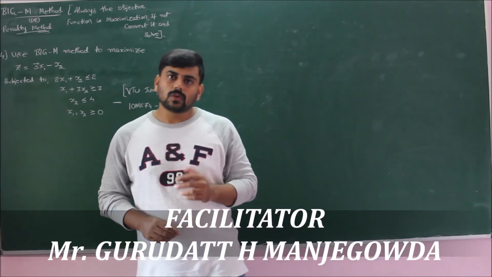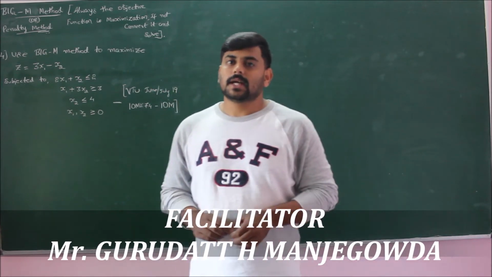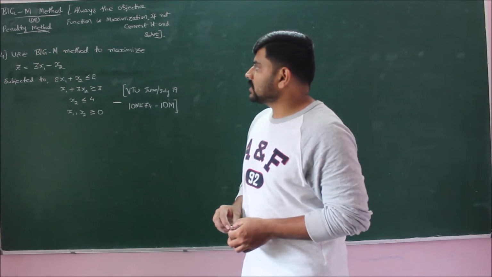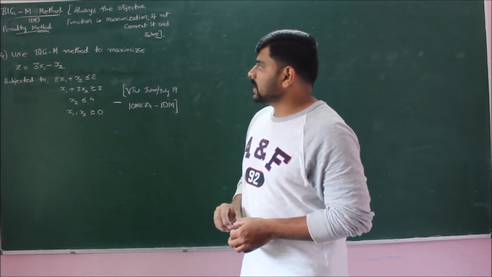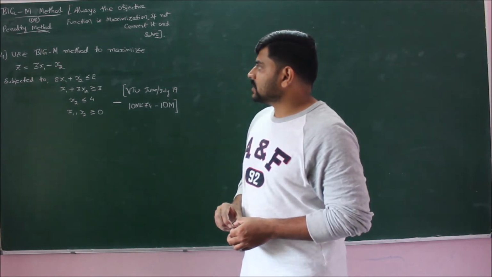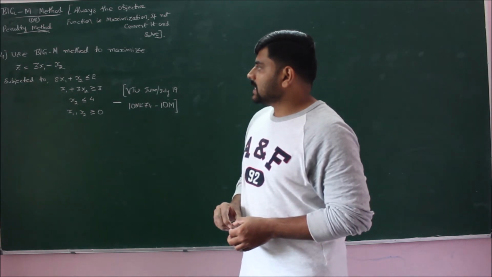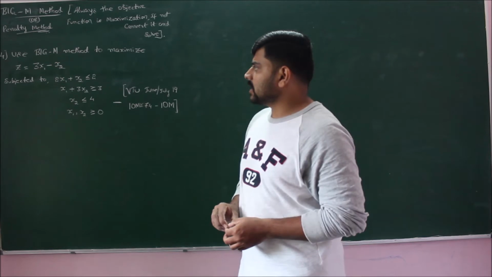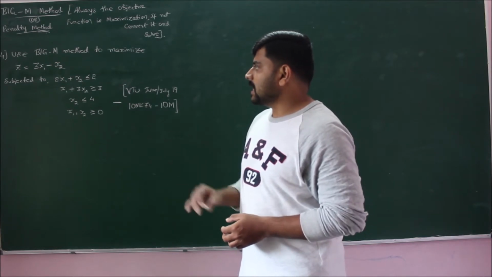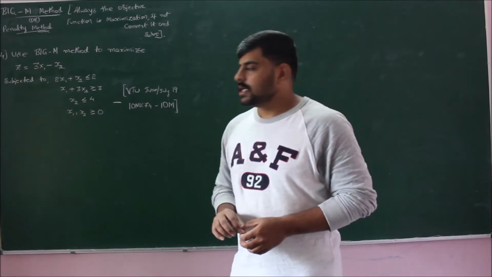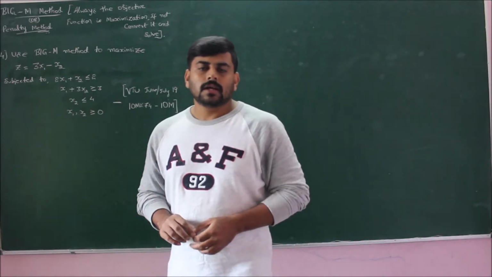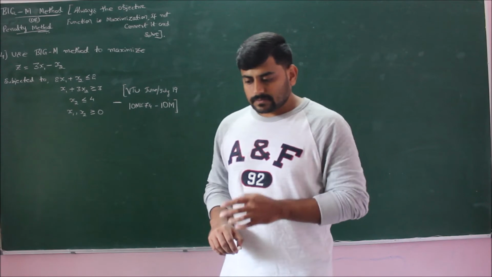Problem number 2 states: use the big M method to maximize z equal to 3x1 minus x2, subject to 2x1 plus x2 less than or equal to 2, x1 plus 3x2 greater than or equal to 3, x2 less than or equal to 4. And he has given the non-negativity constraints that the variables x1 and x2 are all greater than or equal to 0. Let us solve this problem.